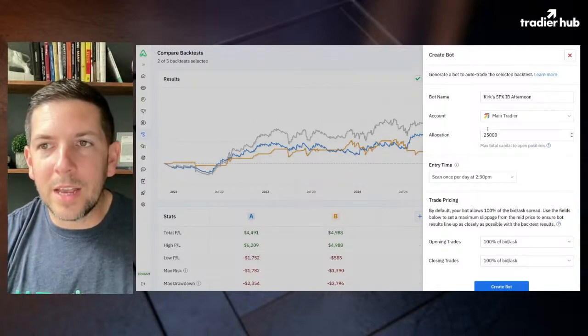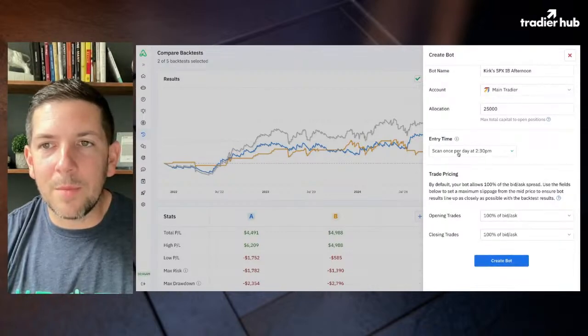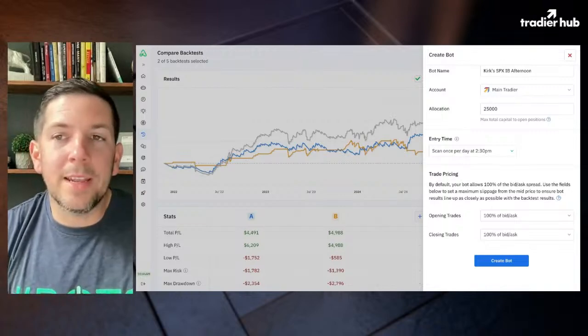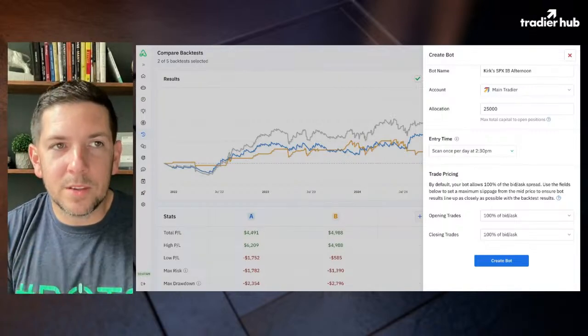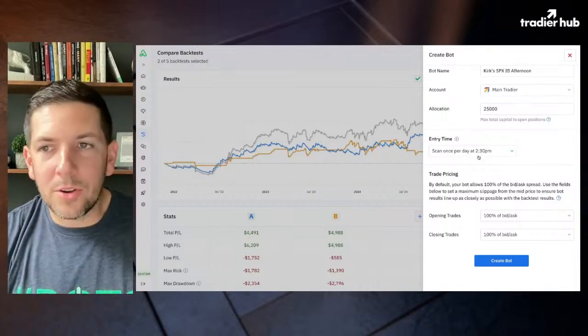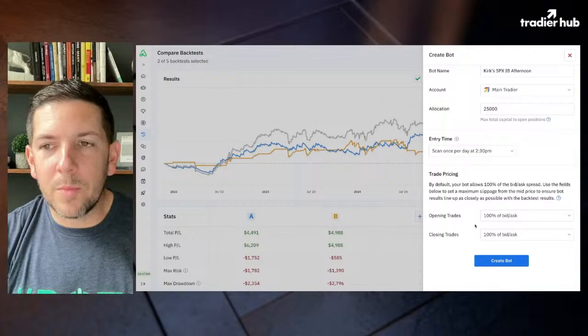Then give it a capital allocation. You can see the same allocation that it was used before. And the entry time and the scan is right here. And you can modify this if you want to, but there's no need to modify it in my view, because this is what we actually tested. We actually tested scanning and looking for a position right at 2:30. That's it. And then you can change up any of the pricing if you want, or confirm how you want pricing to go as you move through the bot.